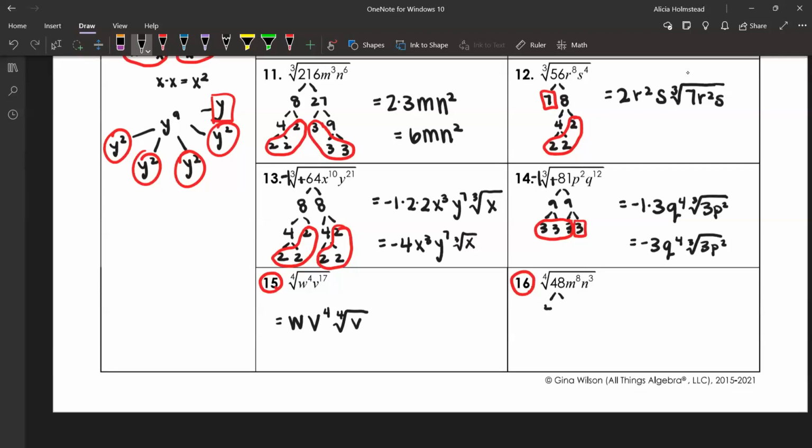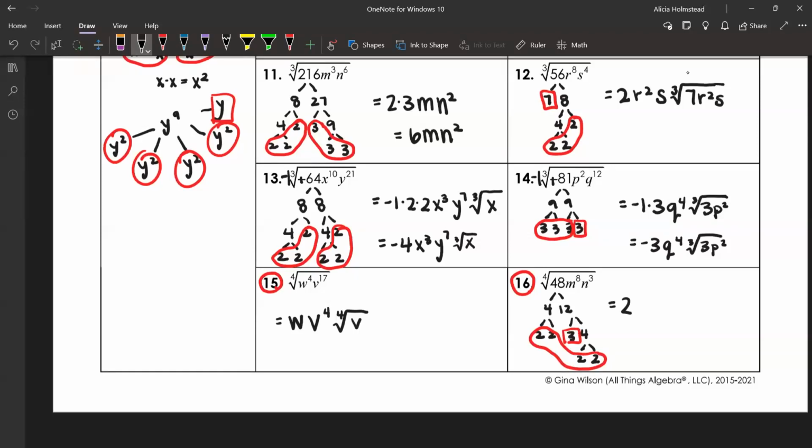And then this one here, we've got 4 and 12. 4 is 2 and 2. 12 is 3 and 4. 4 is 2 and 2. Our index is 4, so we're looking for groups of 4 things. The 3 left over. So we can pull out 1, 2.